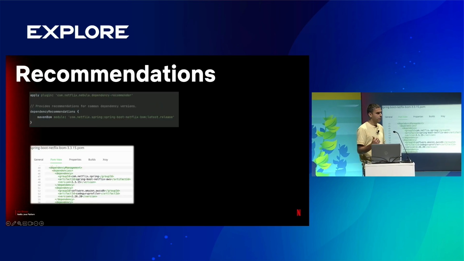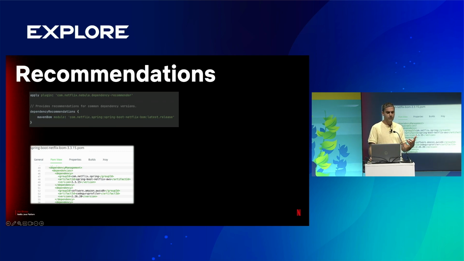You might have noticed in the previous slide that I didn't specify a version for this dependency. The reason I didn't specify versions is because at Netflix we use what is called recommendation. We basically have a BOM file. A BOM is a bill of materials, which contains the different dependencies and the recommended versions for those dependencies. We apply a plugin called the dependency recommender.